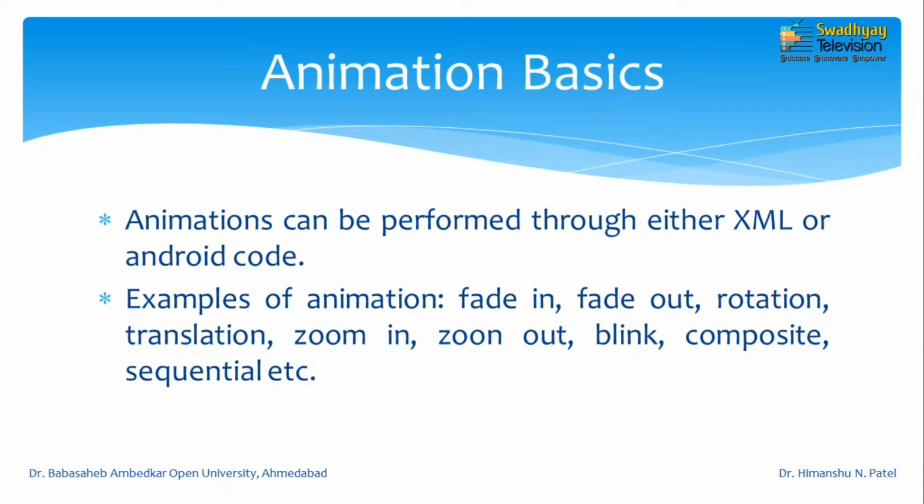Animation can be performed through either XML or Android code, but we will learn about defining animation inside XML only. There are different types of animation you can create. Some examples of animation include fade in, fade out, rotation, translation, zoom in, zoom out, blink, composite, which means multiple animations simultaneously applied to a user interface element, and sequential. That means you can apply any combination of these animations one after another.